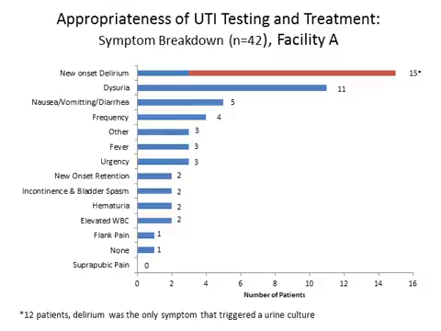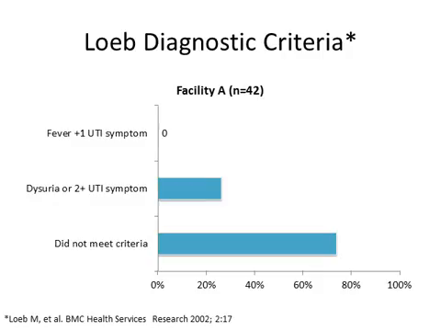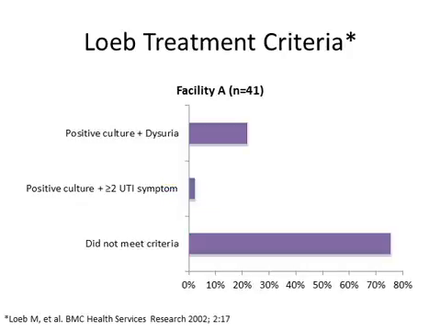This was very helpful. So the next thing is we applied the Loeb criteria, which I showed you, which include dysuria or fever plus 1 UTI symptom and sign, or 2 UTI symptoms and signs. And you could see for testing, many did not fit the criteria. And then for treatment, many more did not need to be treated. So almost 80% of the patients that were treated did not need to be treated.